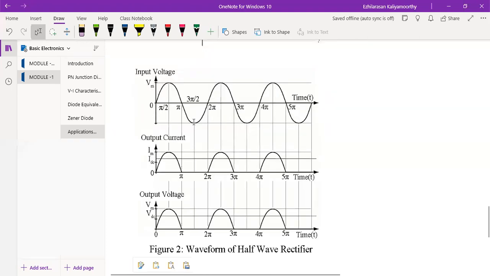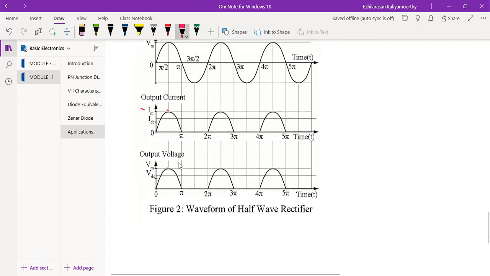See, input voltage, complete cycle, 0 to 2 pi. This is output current, this is output voltage. You see here, this will be your Im, the peak. This portion is nothing but your IDC. In the same way, the high peak is nothing but Vm. This will be your VDC because this is the DC, the clipping voltage.